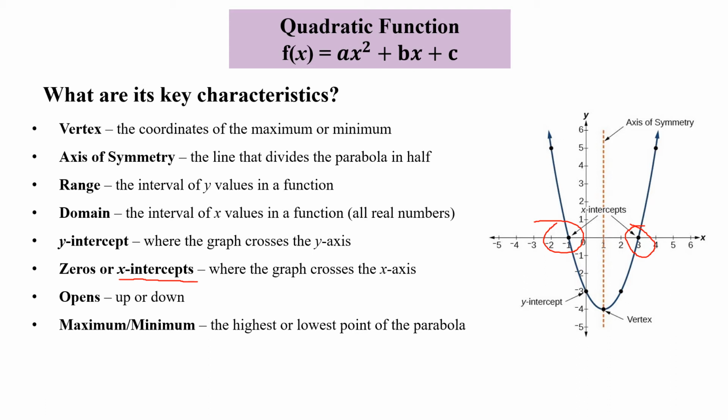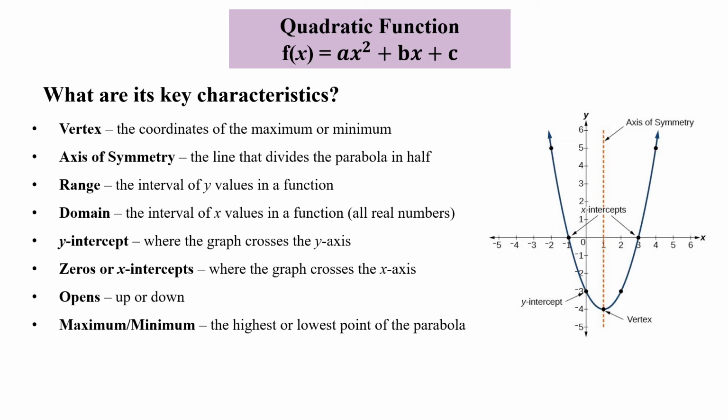Another key characteristic would be whether the graph is going to open upward or downward. If my a, this number right here, is negative, then the parabola is going to open down.